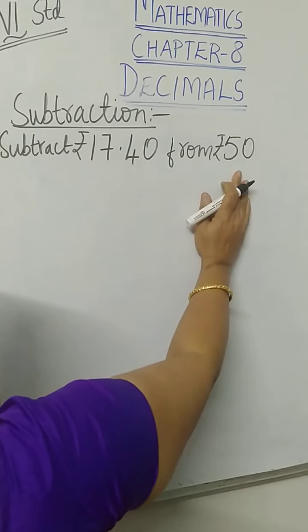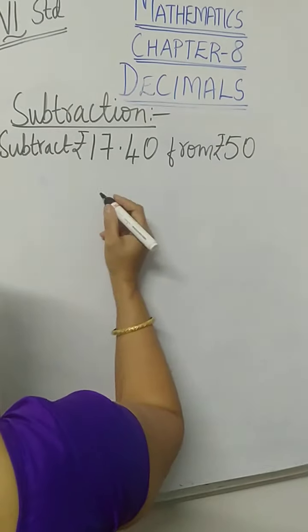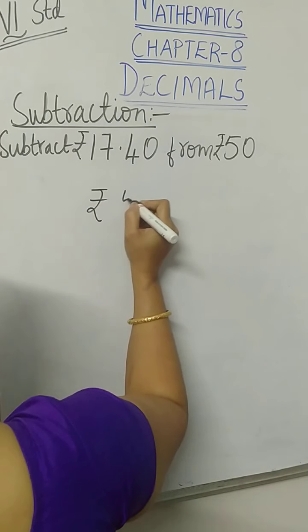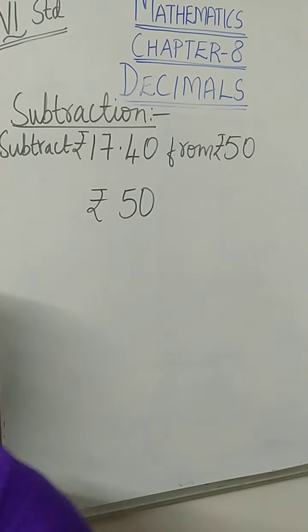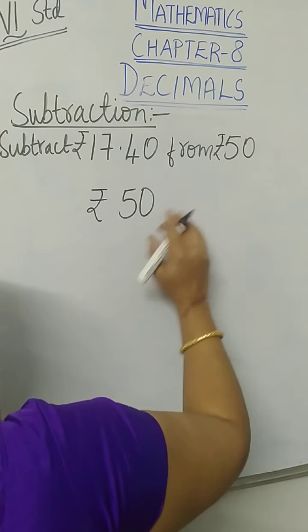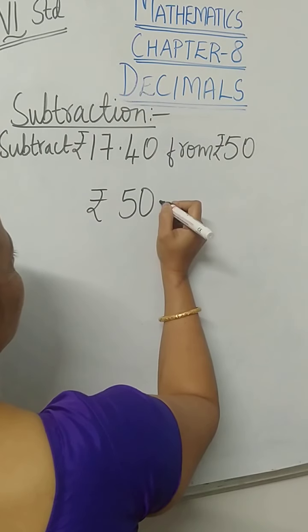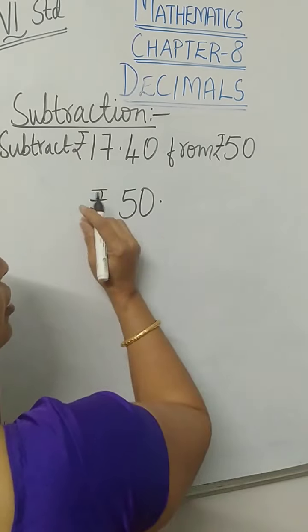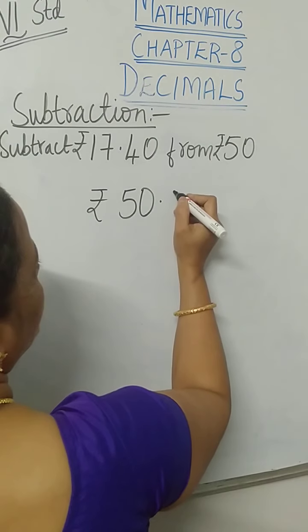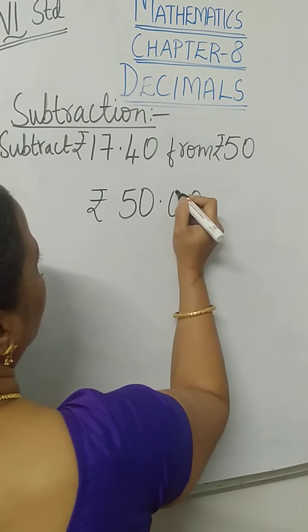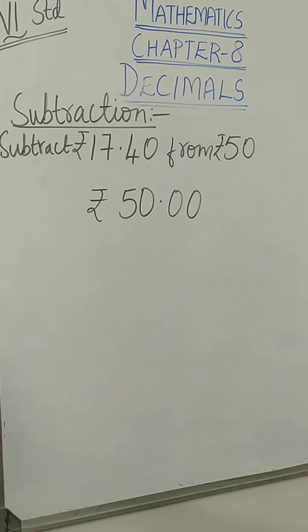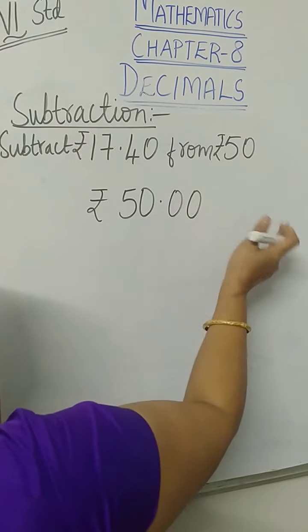So which number should be written first? 50 should be written. So it is rupees 50. Where is the decimal in case of 50? There is no decimal given, so it is understood that after the number there is a decimal. There is no paisa, so it is 50 rupees and 00 paisa. Did you get it, children? So you have to write 50.00.